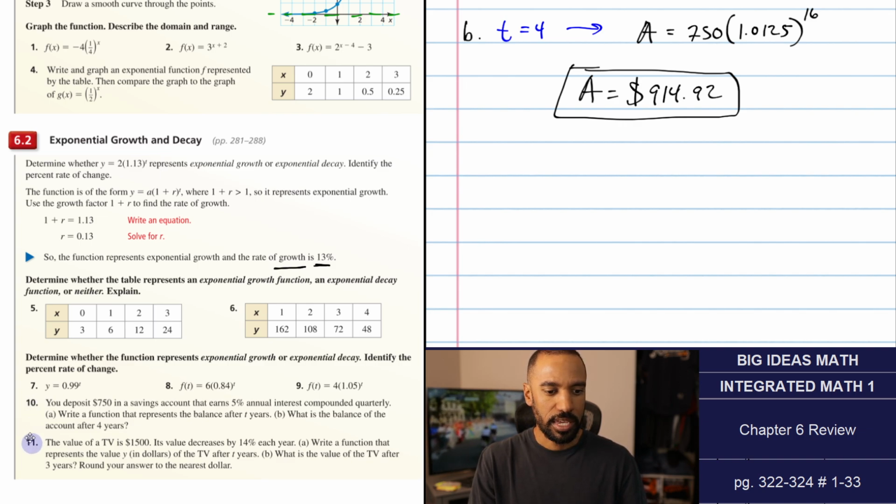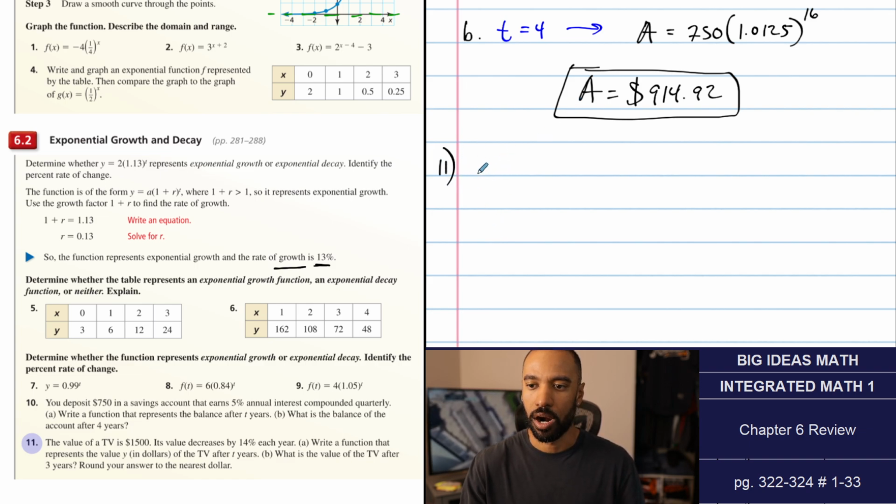The value of a TV is $1,500. Its value decreases by 14% each year. Notice decrease. Write a function that represents the y value after t years. What's the value of the TV after 3 years? Round to the nearest dollar, not nearest cent. I'd actually argue this question's easier.